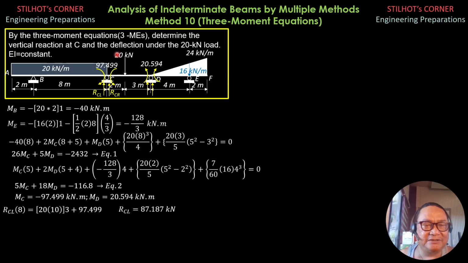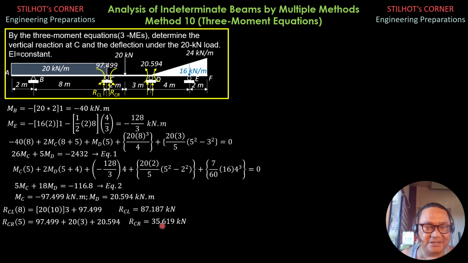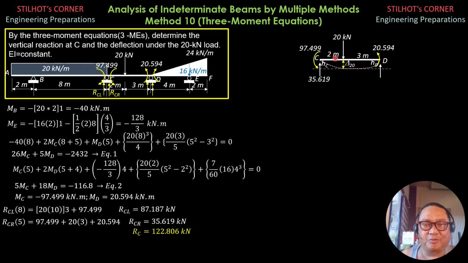Then considering CD, summation of moments about D equals 0. So we have RC right times 5 equals 97.499 plus 20 times 3, then plus 20.594. RC right is equal to 35.619 kilonewtons. So R sub C is equal to the sum of these two reactions. R sub C is 87.187 plus 35.619, and that is 122.806 kilonewtons.